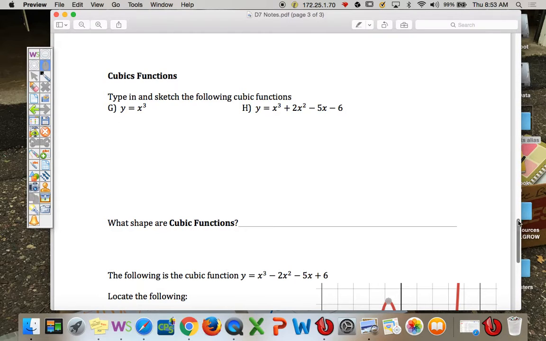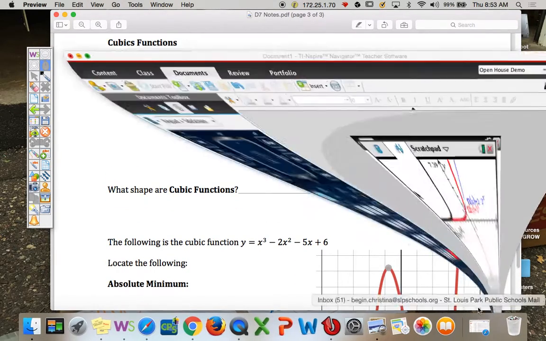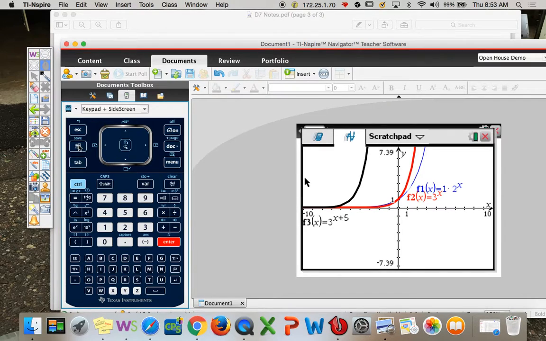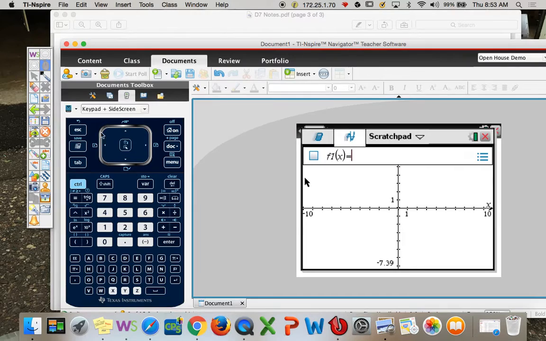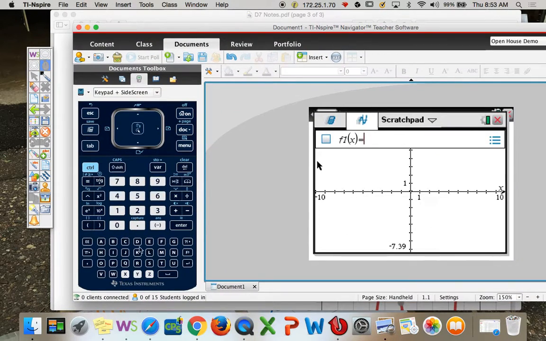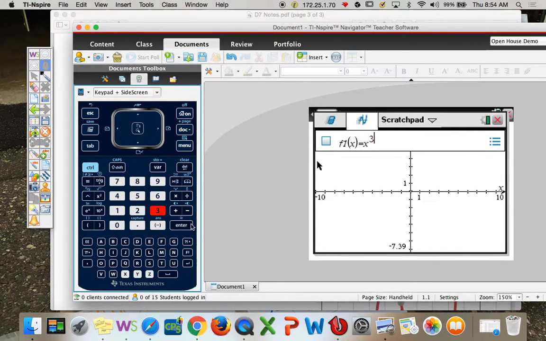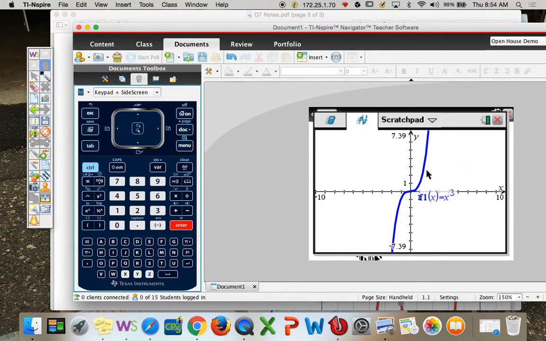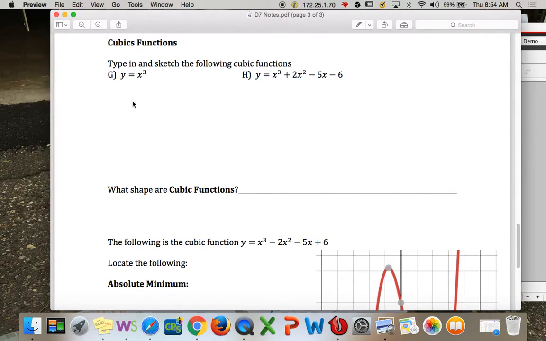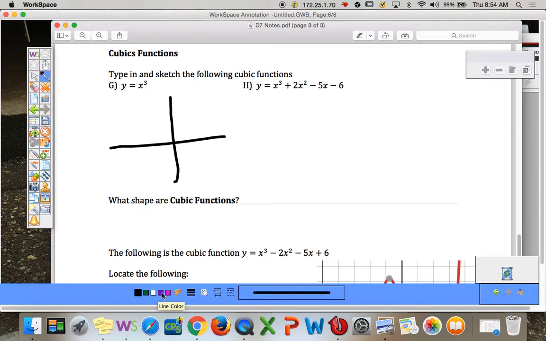Excuse me, last shape, cubic functions. Okay, let's sketch in these guys and see what they look like. So I'm going to clear this. Okay, type in the first one, which is x to the third power. Okay, here's what it looks like. So if I sketch this, it starts out low and then it goes high.